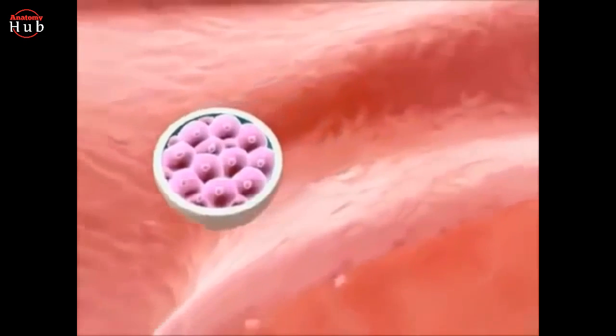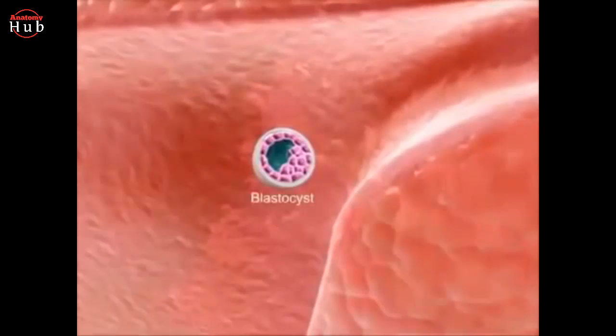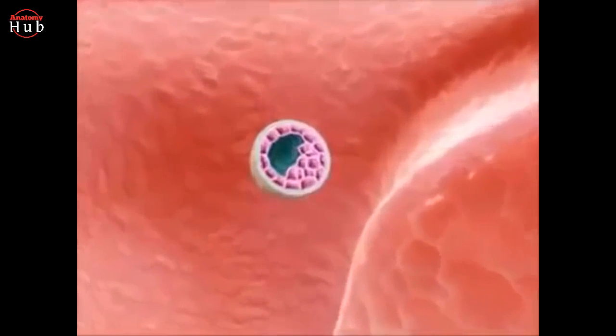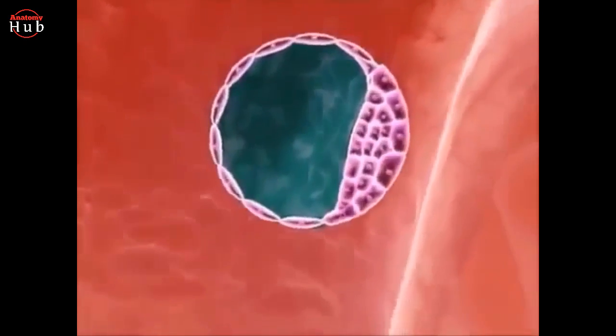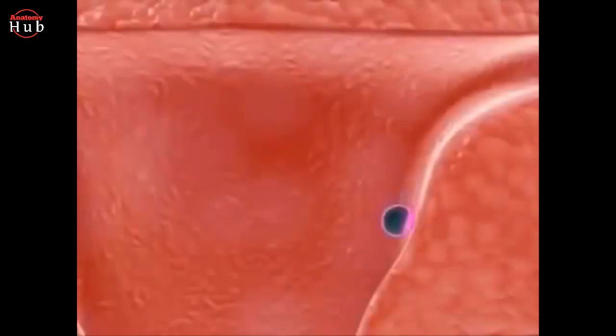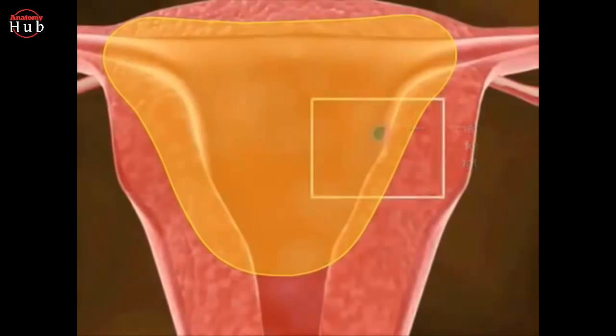Implantation is the process of embedding of the conceptus, also known as the blastocyst, in the endometrium of the uterus in normal events. It can occur at other sites also. The blastocyst lies free in the uterus for about 2 days. Then the zona pellucida gradually degenerates and disappears. About 6 days after fertilization, the blastocyst attaches to the endometrial epithelium at the embryonic pole.